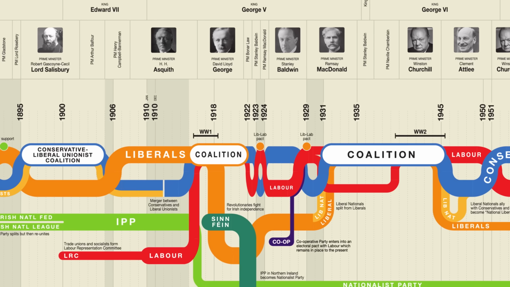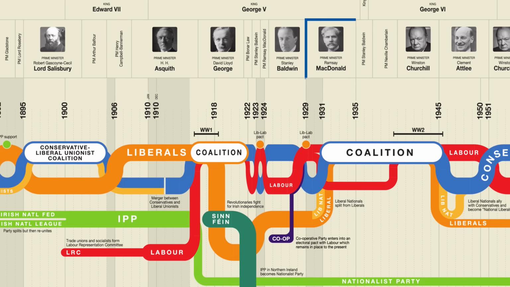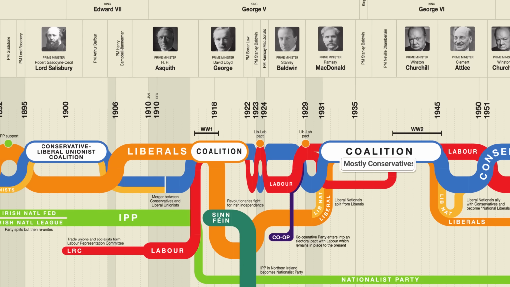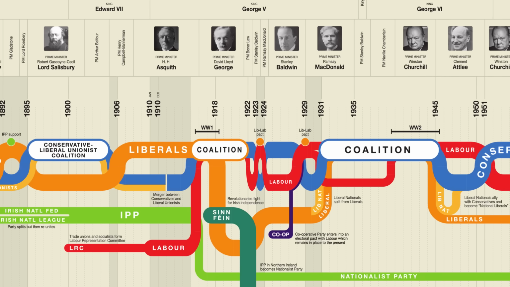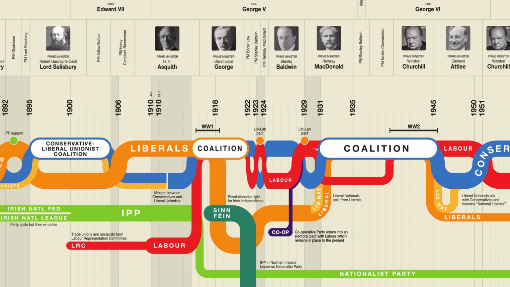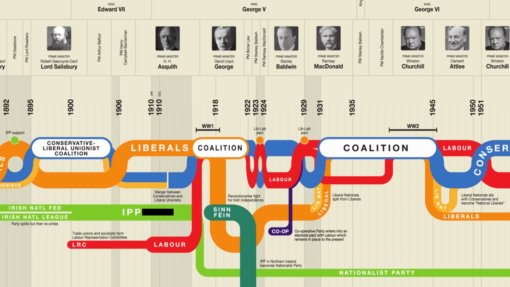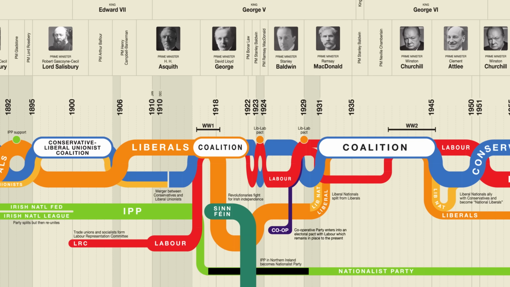The Prime Minister was still Ramsay MacDonald, the former Labour leader, but most of those in his coalition were actually Conservatives. I should also point out that there was still an Irish party, although it was now limited to Northern Ireland. It consisted of the remnants of the old IPP, but they now used the name Nationalist Party. This party lasted until the 1950s, when it basically fizzled out.